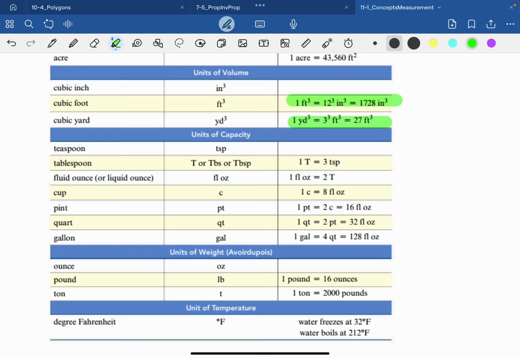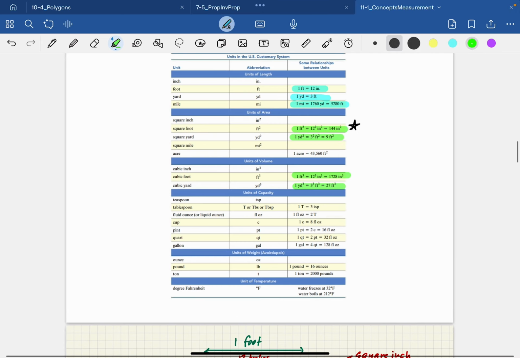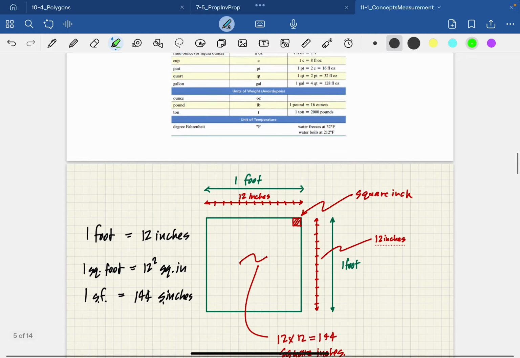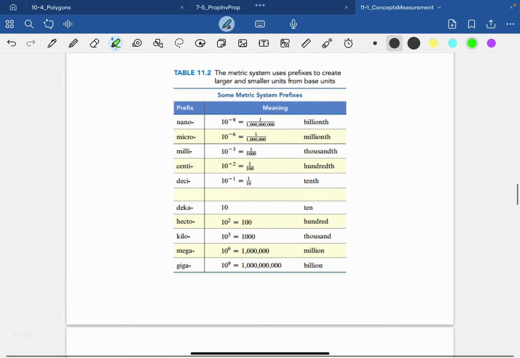And then finally, we use the ounce, 16 ounces in a pound, and 2,000 pounds in a ton, and degrees Fahrenheit for temperature. So that's a quick ramble through U.S. customary units. Let's take a quick look at metric units.